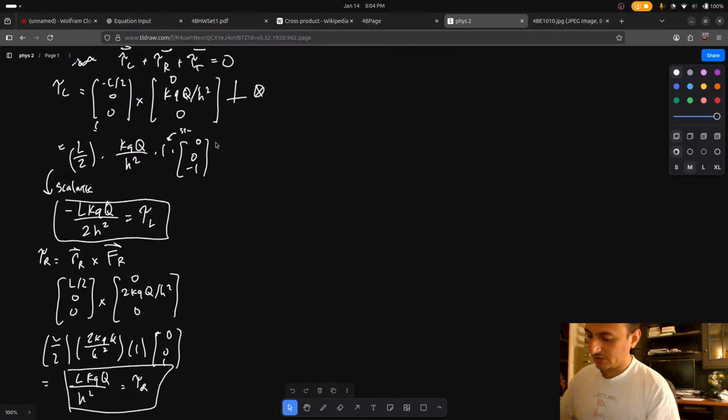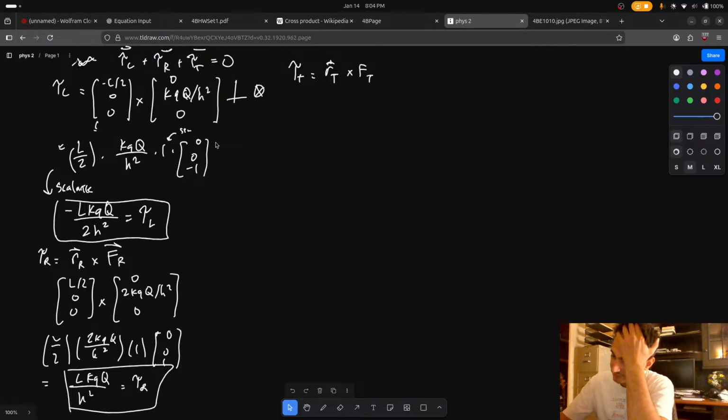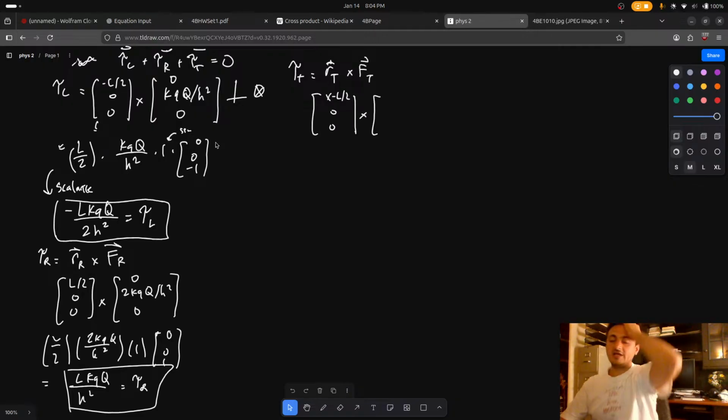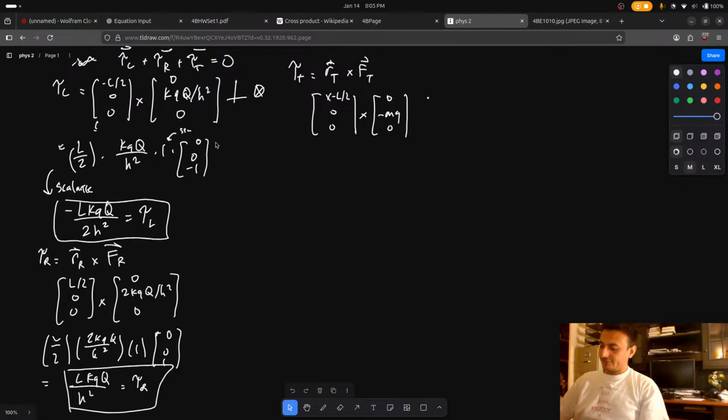Okay, so now we have torque on the tension. Now this one's interesting. There's still R tension cross F tension. So this one's kind of interesting. So we're going to get x minus L over 2, 0, 0 cross, now the force we determined was 0, minus mg, 0. So the torque is negative. So first off, they're perpendicular and negative.